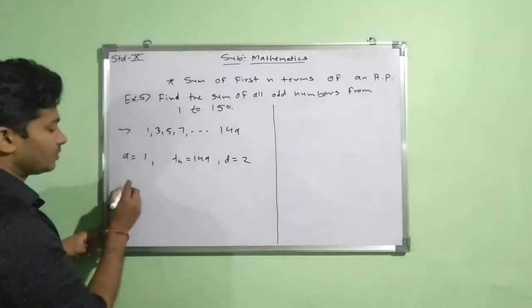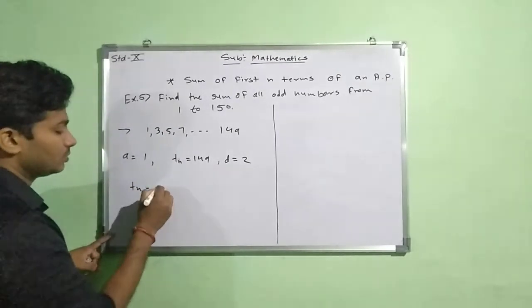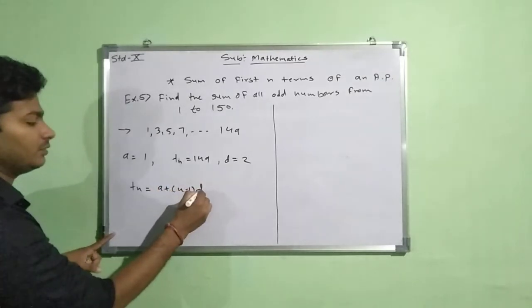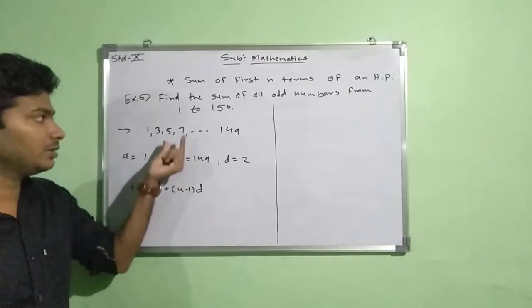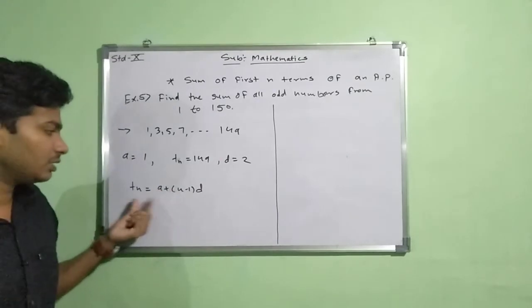We can find that value of n by using our formula: tn is equal to a plus n minus 1 into d. This formula is used for finding how many terms there are in an arithmetic progression. This is an arithmetic progression, so we will use that formula to find the value.